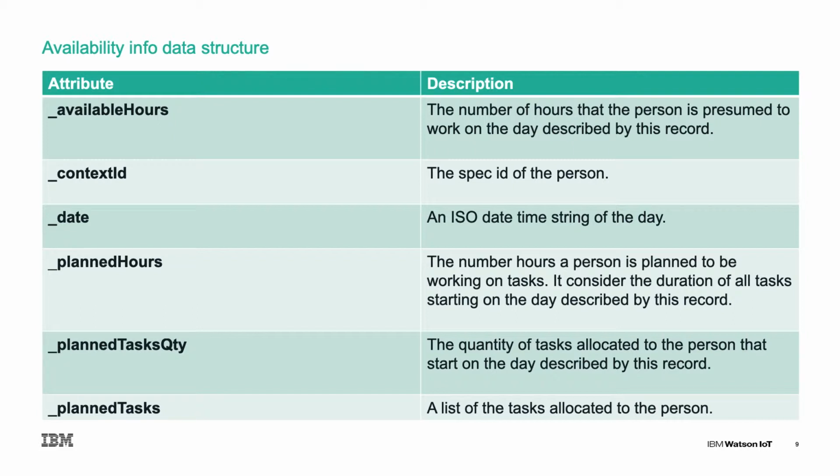The planned hours, that is the number of hours a person is planned to be working on tasks. It will consider the duration of all tasks that start on the day described by this item. The planned task quantity, that is the quantity of tasks allocated to that person that will start on the day described by this item. And the planned tasks, that is a list of all tasks allocated to the person.